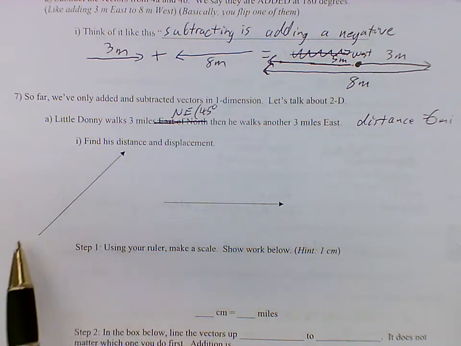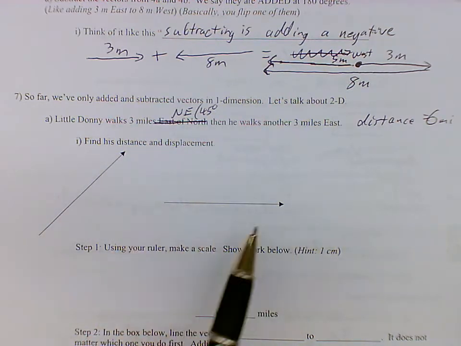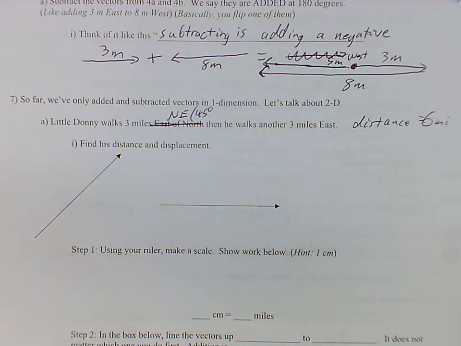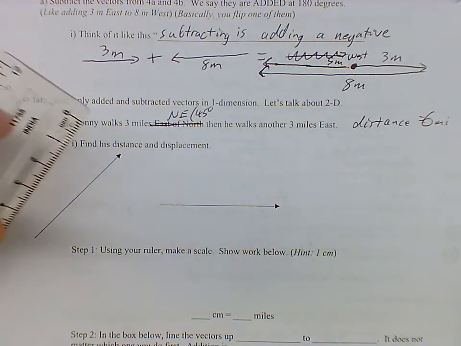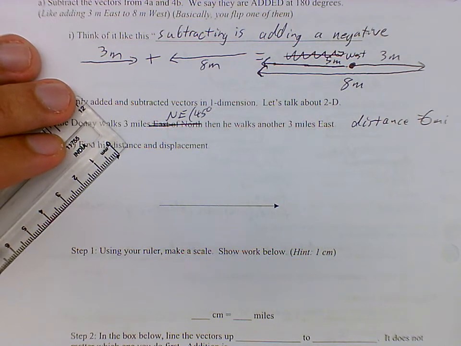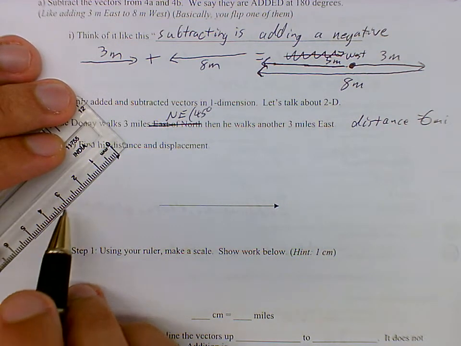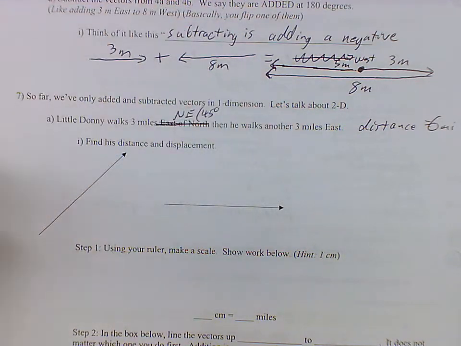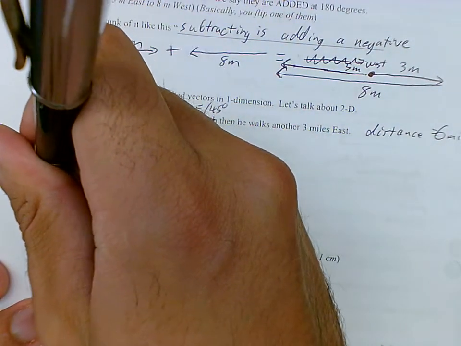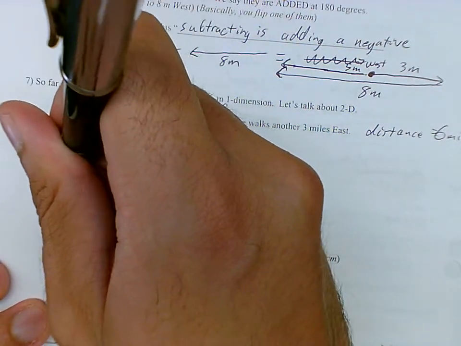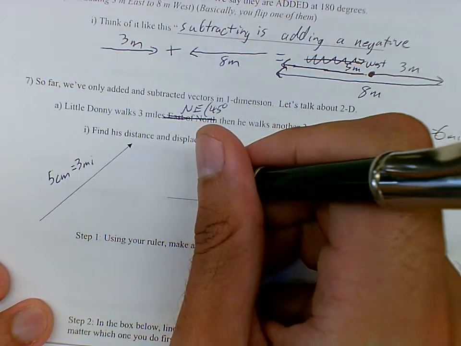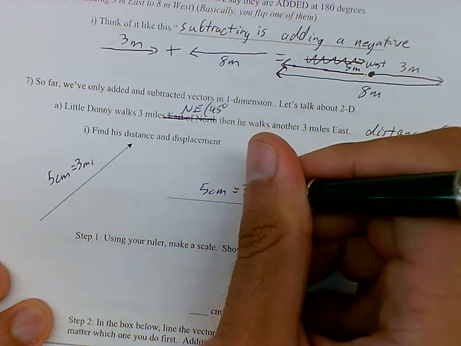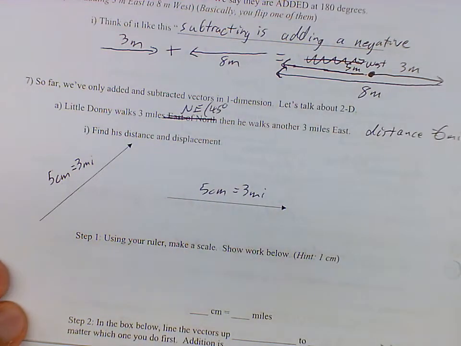So here is his 3 miles northeast. Here is his 3 miles east. We need to physically measure those. So what I want you to do is take a ruler and measure this vector. This vector is 5 centimeters long. This vector is also 5 centimeters long. Makes sense, they're both 3 miles. So let's label those. This is 5 centimeters. And this is 5 centimeters. I like to label them in both centimeters and miles. So now you need to make your scale. 5 centimeters equals 3 miles. We can use that, but let's kind of simplify it.